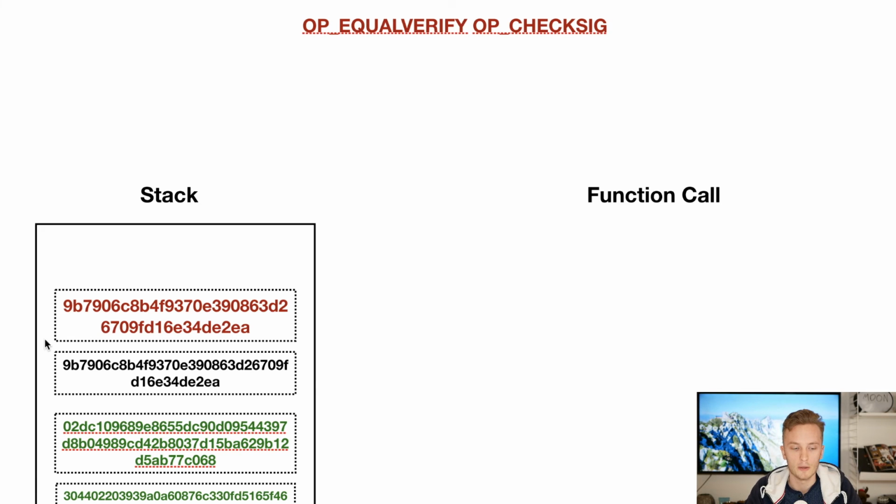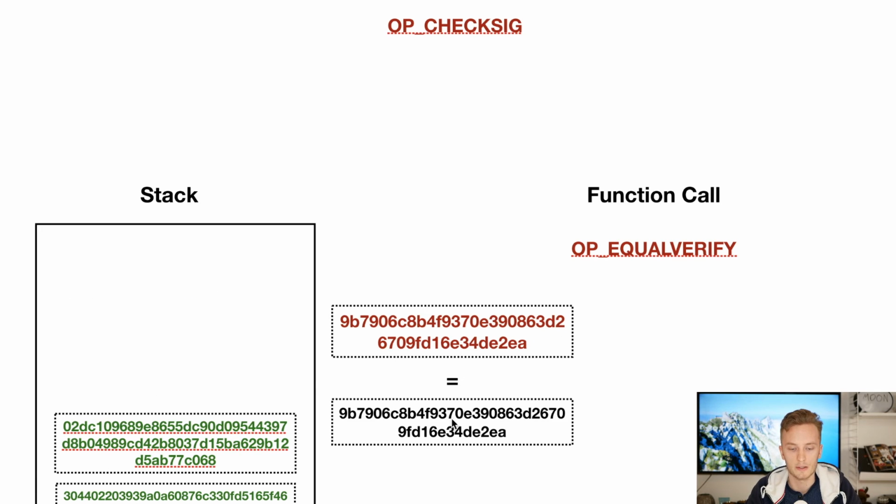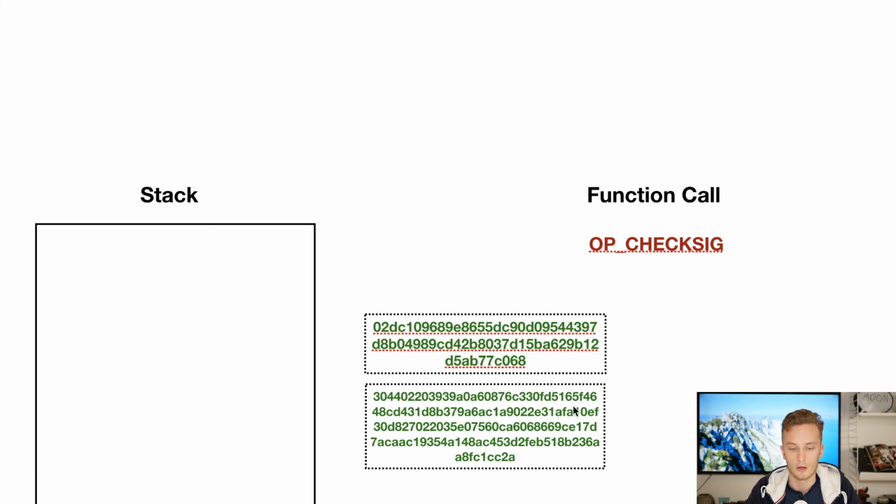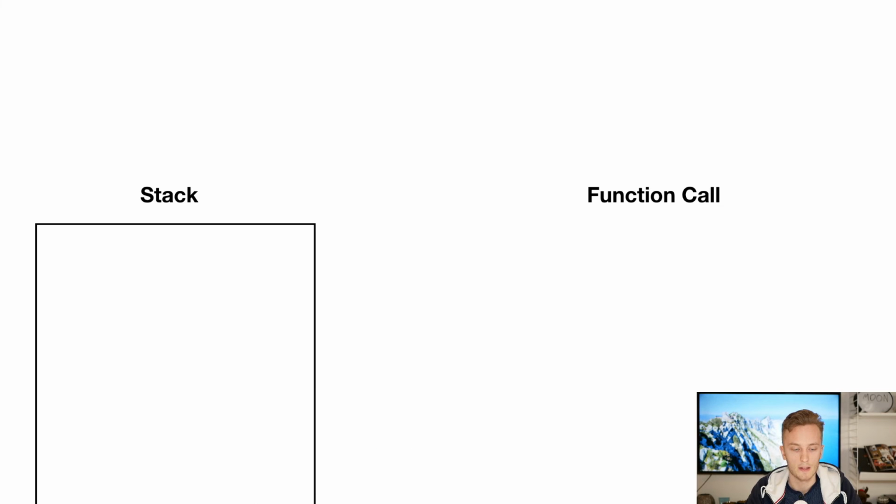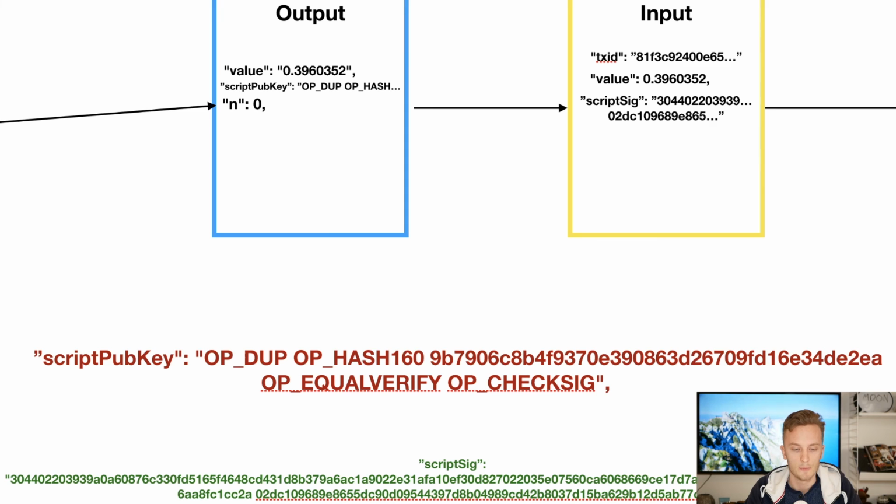Then we run OP_EQUALVERIFY, which takes these two elements and checks that they are equal, which they are. Then all of that gets discarded. Then the last function is OP_CHECKSIG. That takes the public key that was left here and the signature and checks that this signature actually is the signature for this public key. So we run OP_CHECKSIG on that, and that will put true or 1 on the stack. That means that this was actually a valid input because it unlocked the locking script of the previous output.